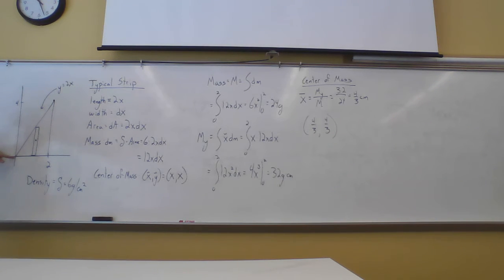In this case, it goes through the origin, so its y-intercept is 0, and it's got a slope of 2 because it goes up 4 and over 2. All right, we also know that the density of this plate is delta equal to 6 grams per centimeter squared.